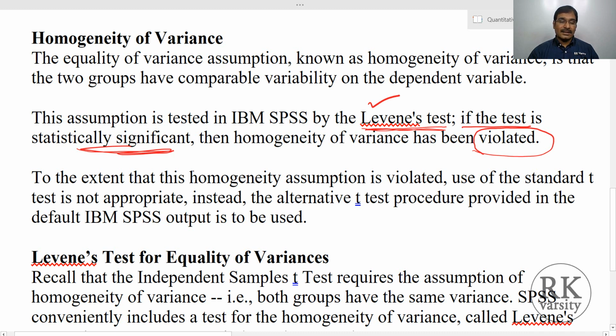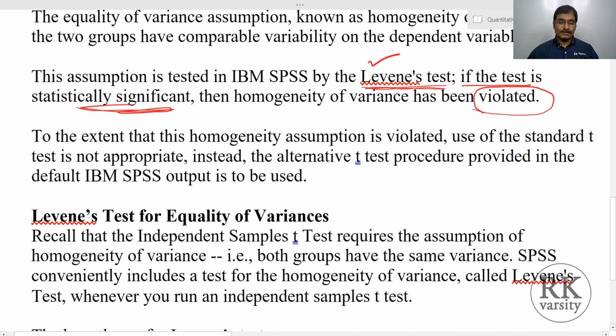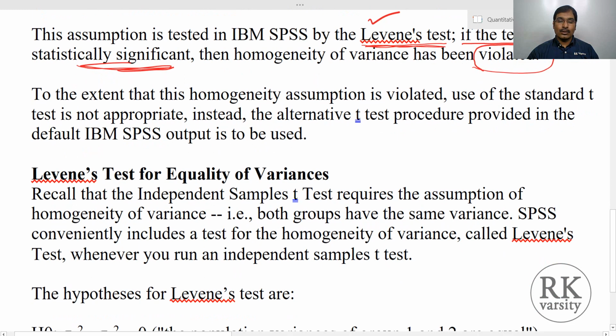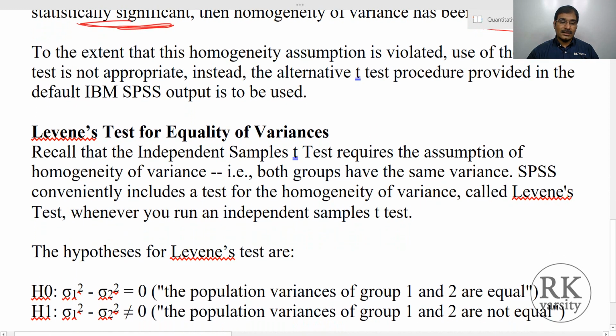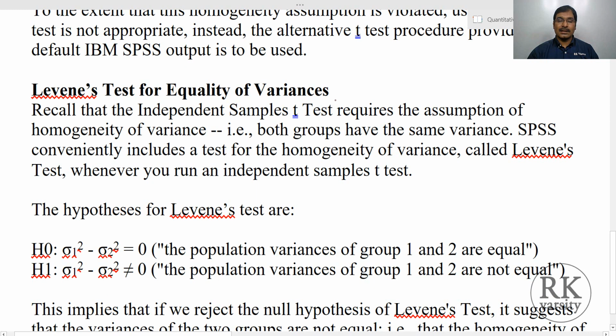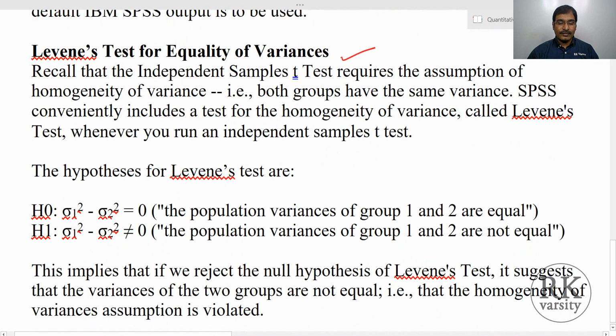If the test is not statistically significant, then the variances are homogeneous. Now how are you going to measure this? As I told you, IBM SPSS will give you a result for both, in the sense of when homogeneity of variance is assumed and when homogeneity of variance is not assumed. So these two will come up in the example of Levene's test of equality of variances.